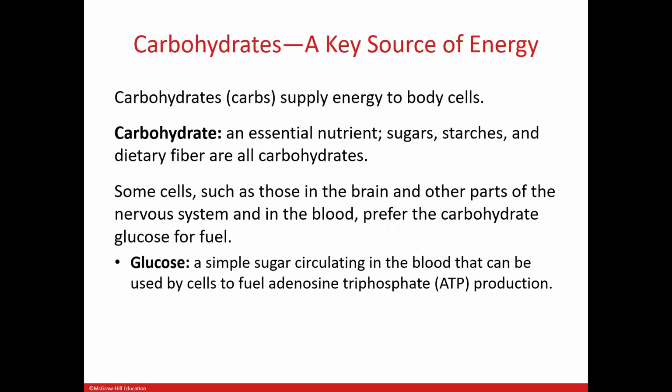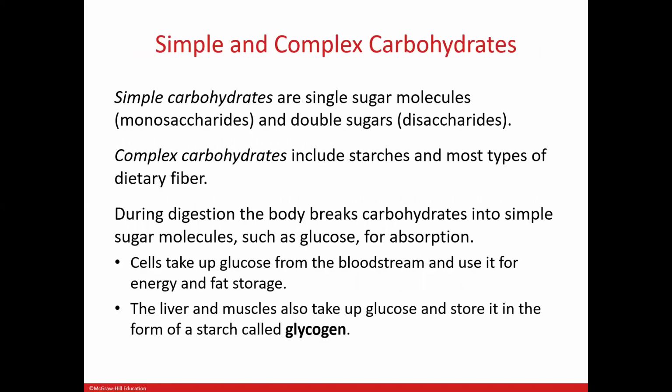Carbs, which are a key source of energy, are found in sugars, starches, and other dietary fibers. Some cells, such as those in the brain and other parts of the nervous system and in the blood, prefer carbs. Glucose for fuel. Glucose is just a simple sugar that helps with energy production, which we've talked about before.